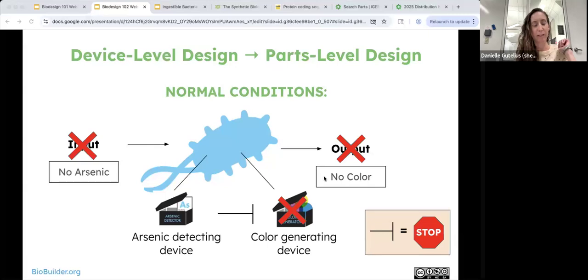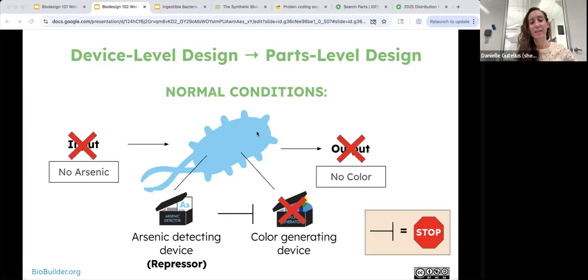So in synthetic biology, we use that little symbol, the line like this, like a sideways T, to represent stop or inhibit. So we need a device that will turn off our color generating device until that input is needed. Does anybody know what fancy science word we use for turning off or inhibiting? It starts with an R. Give people a second to think here. We need a repressor, okay?